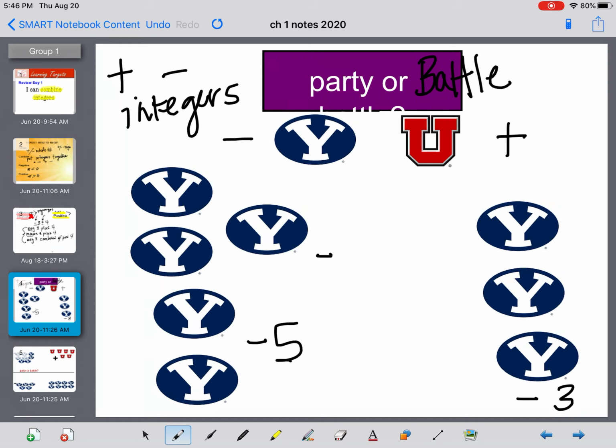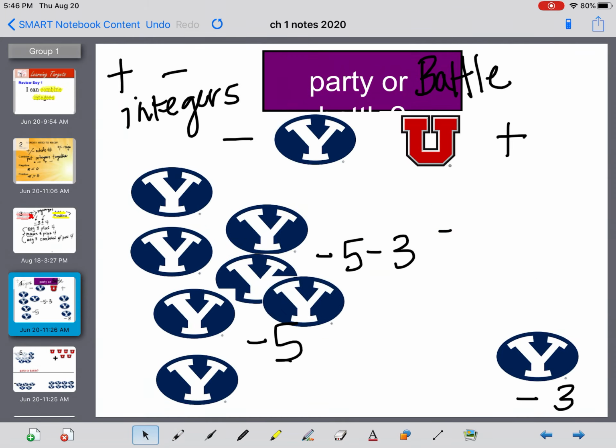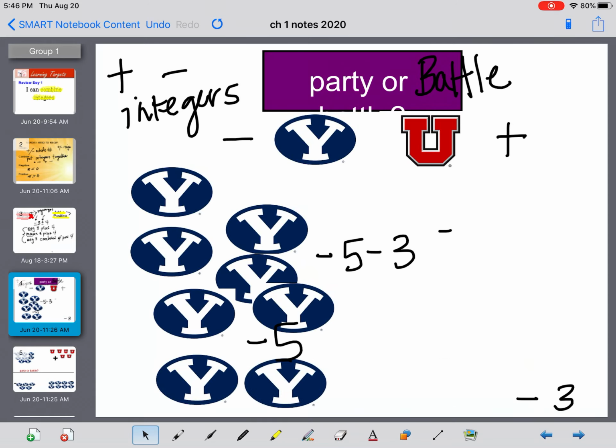So in math, if I have a negative 5 and a negative 3, this is going to be a party, and all of these guys are going to join up in the party, right? Because they're both on the same team. They're both negatives, right? And so they all join up. So how many total negatives do I have now? Negative 8. So a sign is like its own team, right? When I start out with a certain amount of negatives and I combine it with even more negatives, I get even more negative.